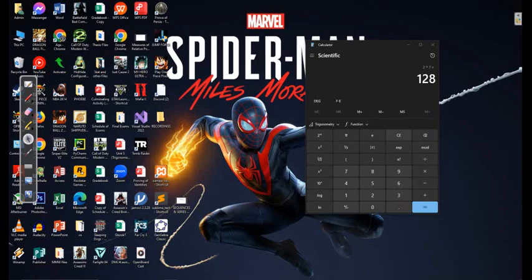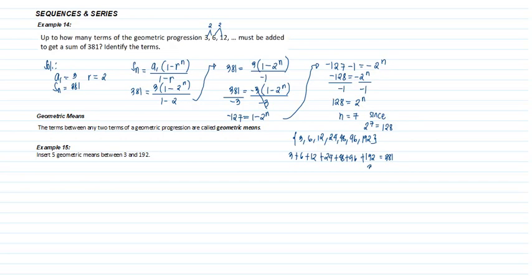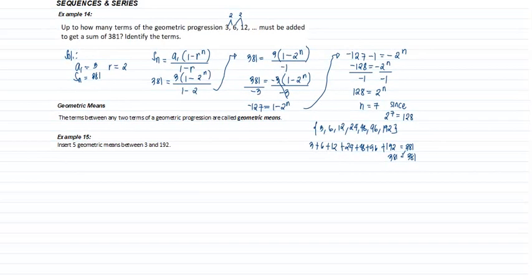So it would be 3 plus 6 plus 12 plus 24 plus 48 plus 96 plus 192, and then as you can see, we get 381. So therefore, the calculated values for our terms that should end up with 381 is correct. So we have here 3, 6, 12, 24, 48, 96, then 192 as the terms. Okay, so that's how you go about with this specific problem.